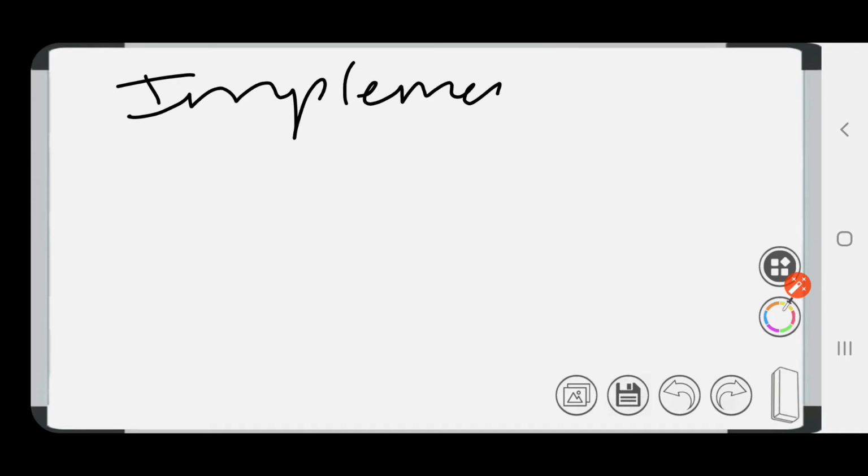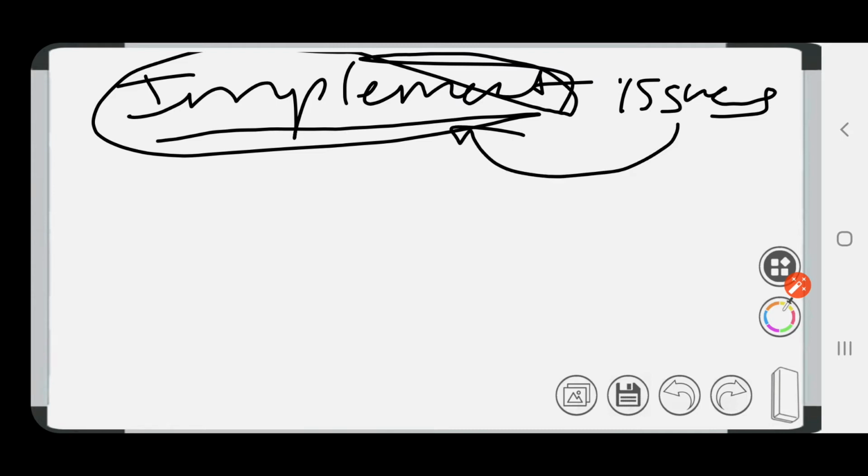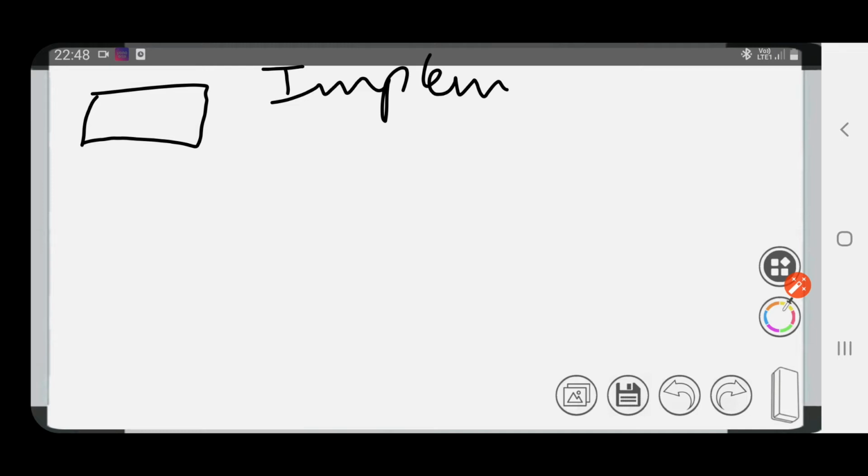Next, what are the implementation issues in this CRM planning? In order to understand the issues in implementation, first we will try to understand what is the process of implementation. Clear? We will discuss how to implement the CRM strategy, then we will come to what are the issues in this. So there are a few steps in this implementation process of CRM planning. What we are discussing for now is the implementation process.